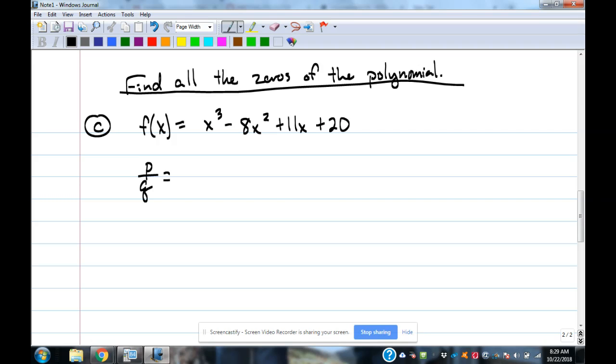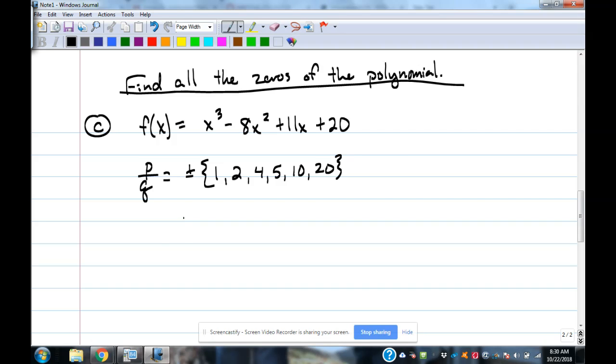So what are the factors of 20? 1 and 20, 2 and 10, 4 and 5. Those are my possible rational zeros, 12 numbers that it could be, all right?